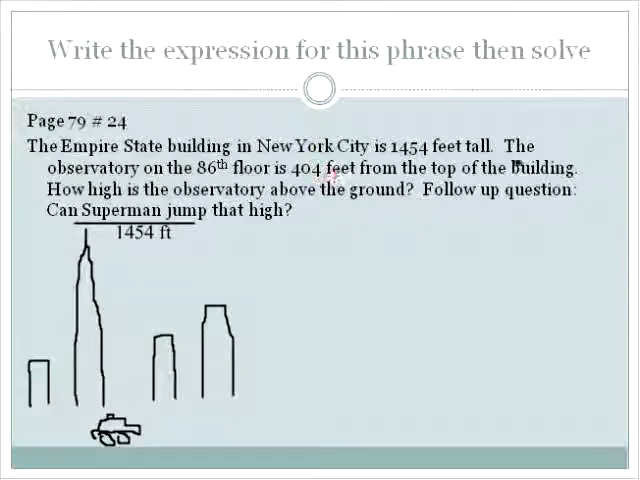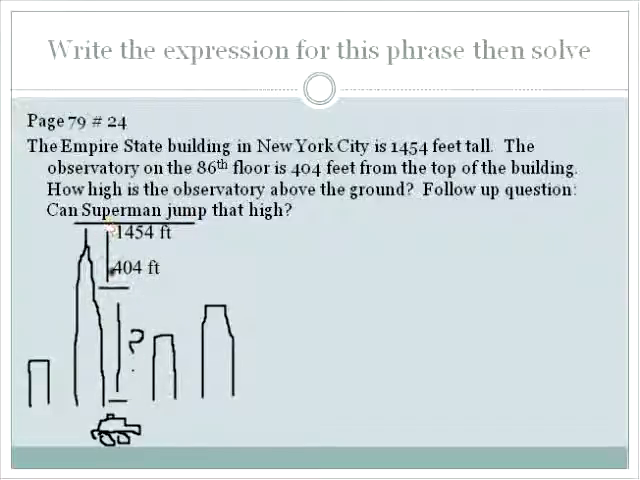It's 404 feet from the top of the building. So if we go down the distance of 404 feet, that's what we've got. Now, how high is this observatory from the ground? So, all right, there's my question mark. So we know that this is 1,454 feet from the top all the way to the ground.